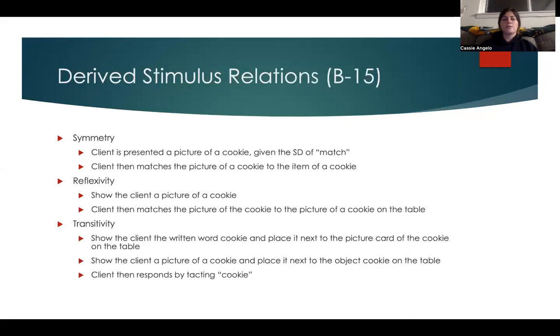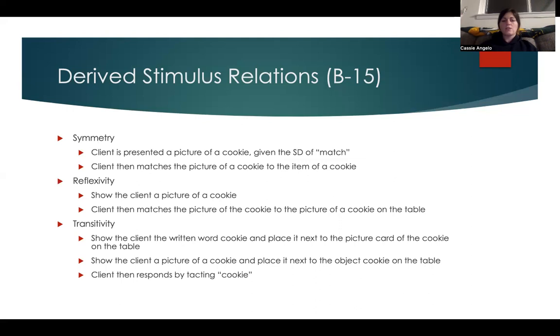So the derived stimulus relations. Symmetry is what we started with. The client is presented a picture of a cookie and given the SD of match. The client then matches the picture of a cookie to the item of a cookie. Once symmetry was down, we moved to reflexivity. We showed the client a picture of a cookie, and then the client matched the picture of the cookie to the picture of a cookie that was presented on the table. Once reflexivity was down, we then moved to transitivity.